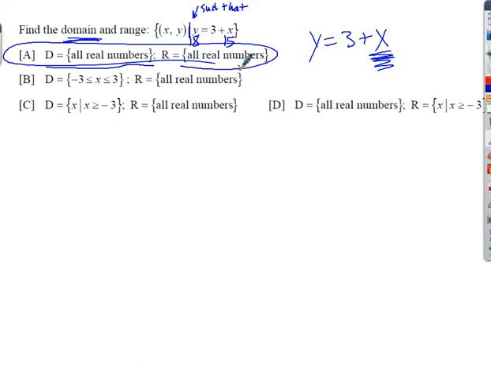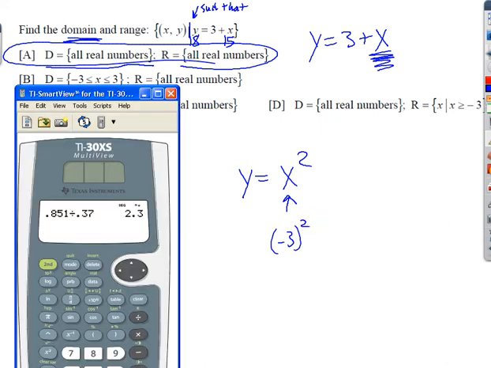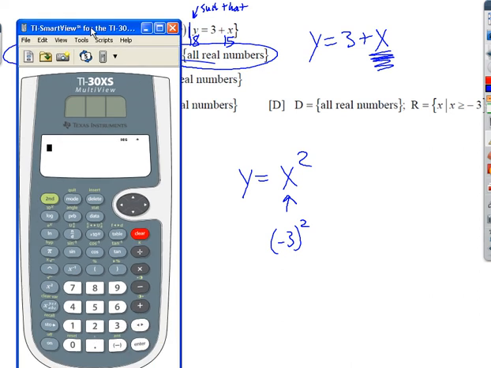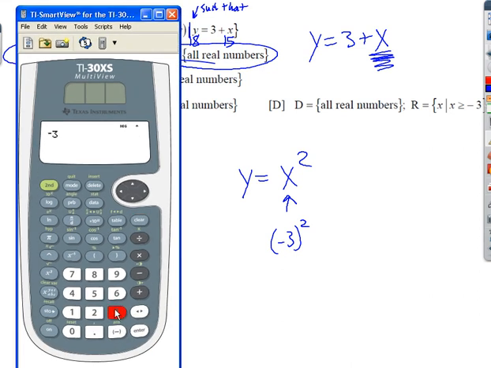Here's an example of something that would cause it not to output. Let's say that y was equal to x squared. So you can put positive numbers, negative numbers, you can square a negative number. But what happens when you square a negative number? For example, -3, if you put that in the calculator and square it, and you do want to watch out for this, I've seen this a lot. So if I put -3 and I hit square, watch this.